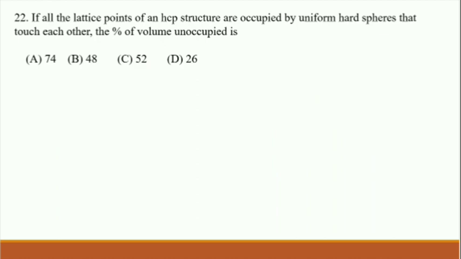Second question: if all the lattice points of an HCP structure are occupied by uniform hard spheres which touch each other, the percentage of volume unoccupied is 74, 48, 52, or 26. We have to find the unoccupied fraction. We already discussed packing fraction. Packing fraction for HCP is similar to FCC, so it is 74%. The percentage unoccupied will be 100 minus 74, which is 26%. So the answer will be 26.